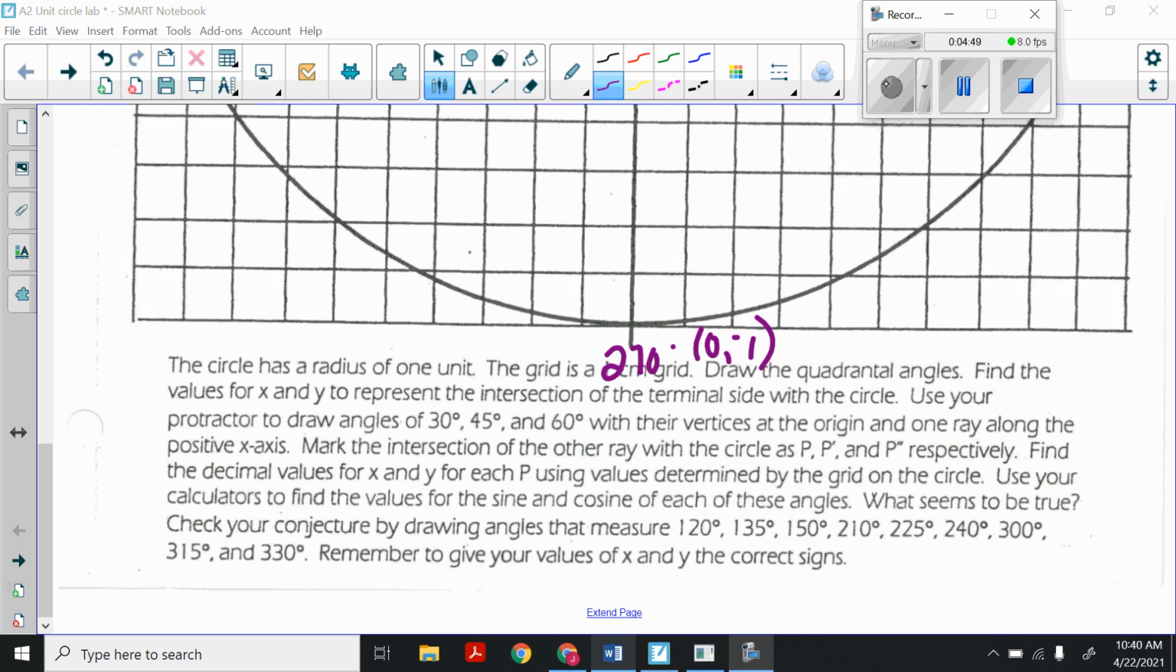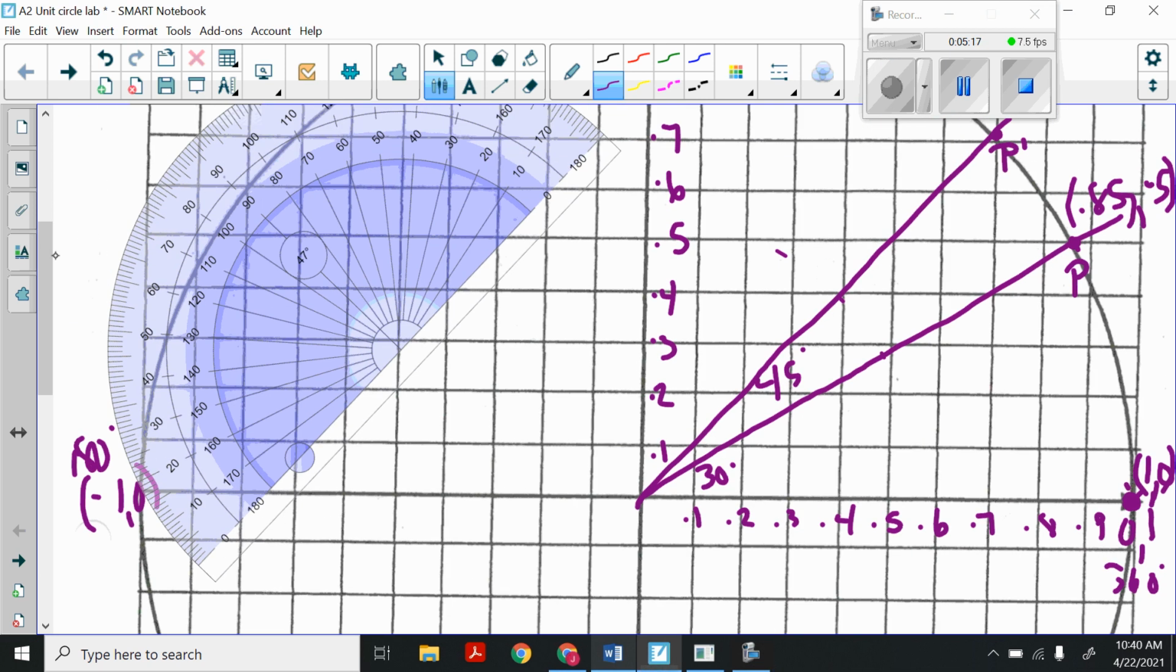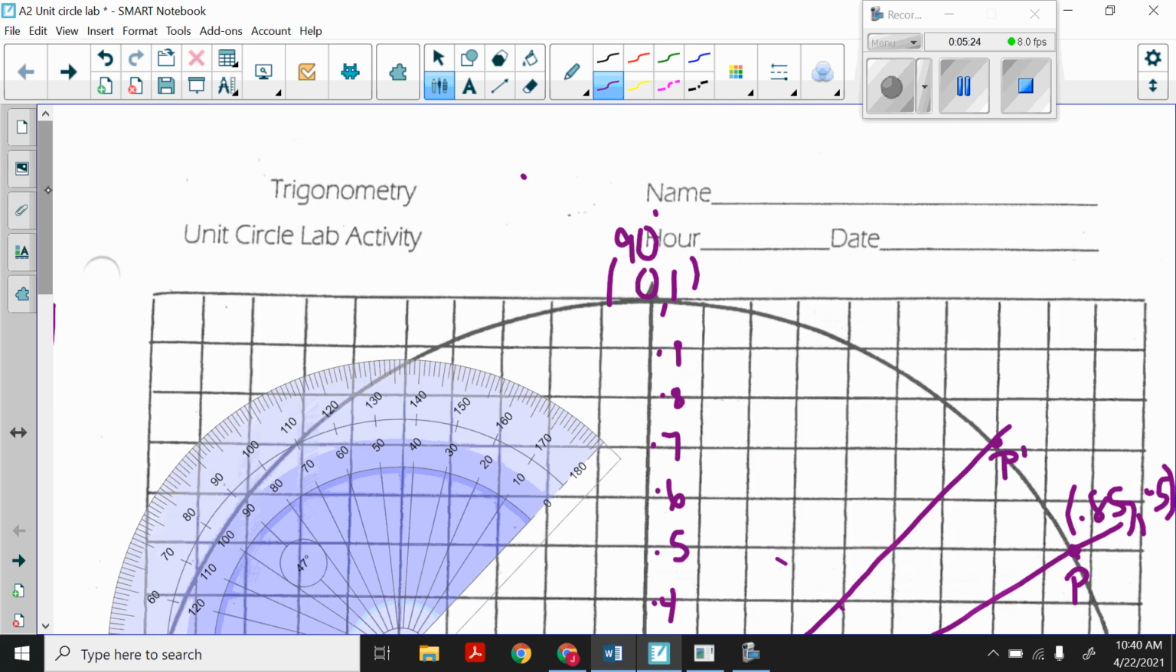So after you have used your calculator to find the values for sine and cosine, it says what seems to be true. And then it says, check your conjecture by drawing the angles that measure 120 degrees, 135, 150, 210, 225, 240, 300, 315, and 330. Remember to give your values of X and Y with the correct signs. So don't forget your positives and negatives. Okay? And then check to see if what you thought was true about the cosine and the sine of each of those angles that we did in the first quadrant. Does that hold for all of them in quadrant 2, 3, and 4? So this is the activity that we will be doing today in class.